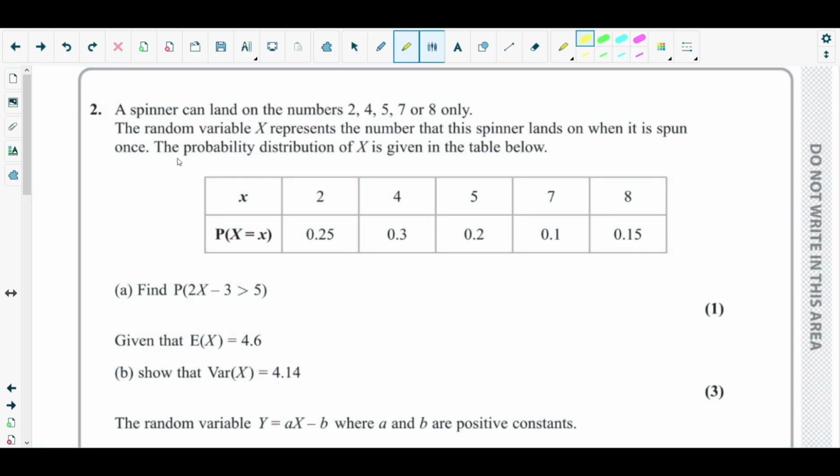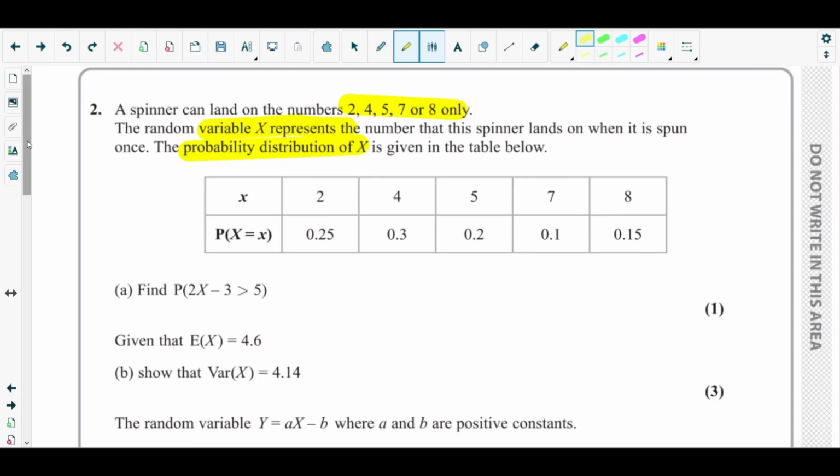Here they are saying a spinner can land on the numbers 2, 4, 5, 7 or 8 only. The random variable x represents the number that this spinner lands on when it is spun once. The probability distribution of x is given in the table below. We can see the probability distribution of x.